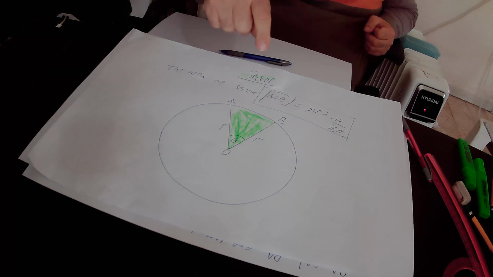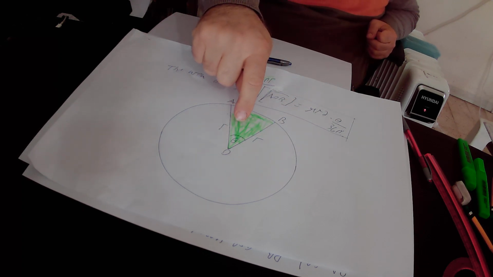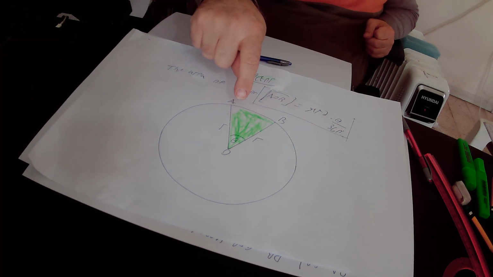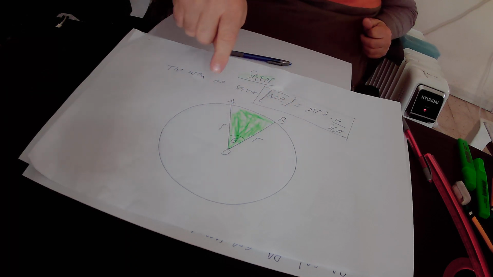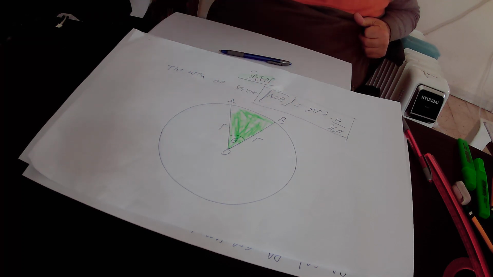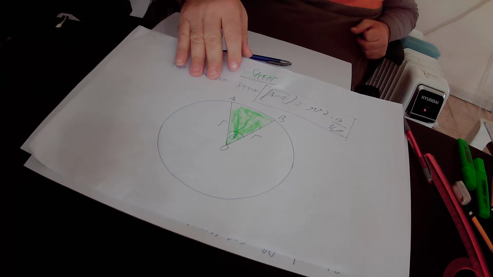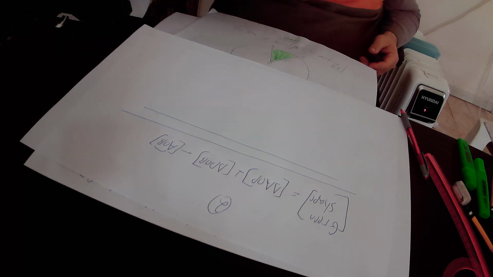So the area of this sector AOB equals the area of the circle that contains the sector times the angle between the legs of this sector, that is theta over 360 degrees. Again, the area of this sector AOB equals the area of the circle that contains the sector times theta over 360 degrees. Okay. We'll use this formula in order to find out the area of sector AOB.